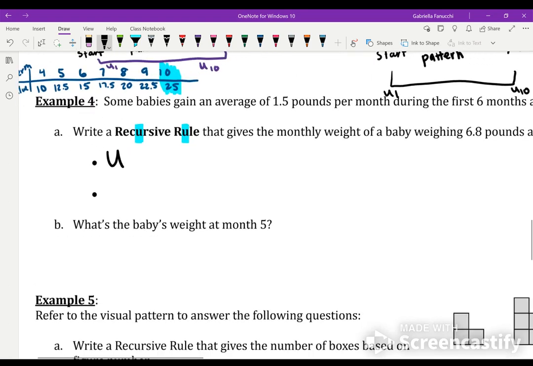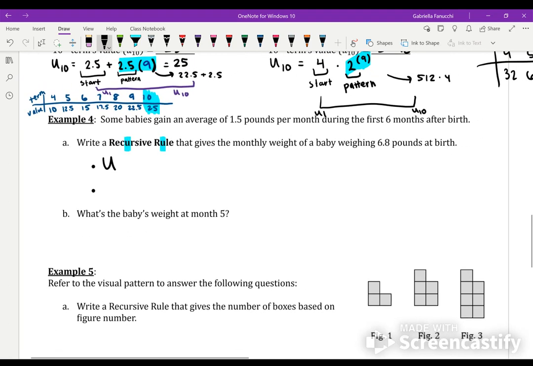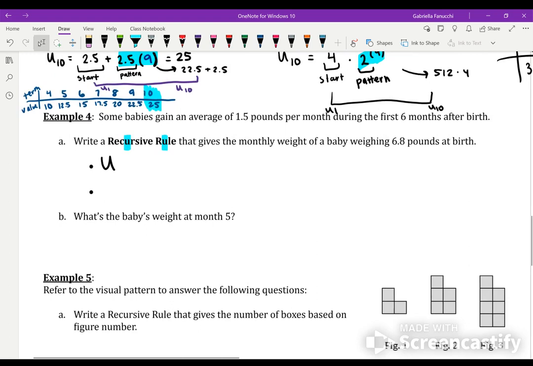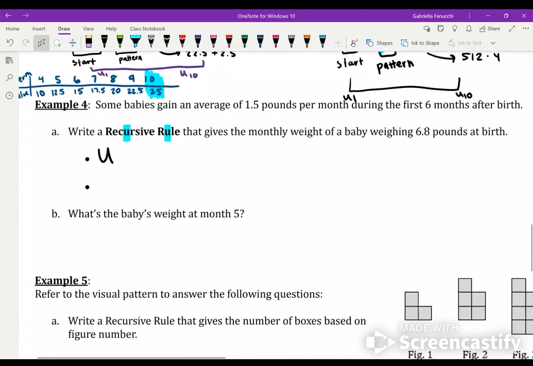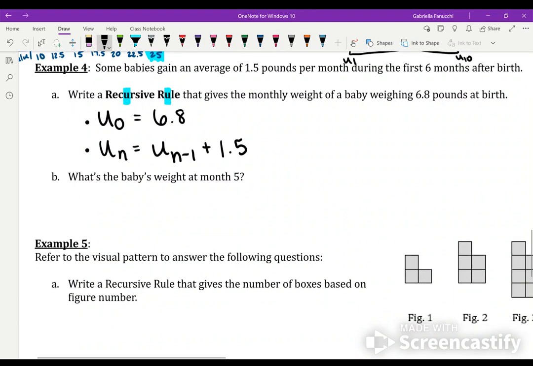This is where you need to decide. Am I going to do U sub 0? Am I looking at the 0 term? Is this 0 month, or am I looking at the first term, first month? Well, at birth, they're 0 months old. So we're going to be doing U sub 0, equal to 6.8. The second part of the rule is going to be the next term, or the next month, is equal to the previous term, the previous month, plus how much are they gaining on average? 1.5 pounds.